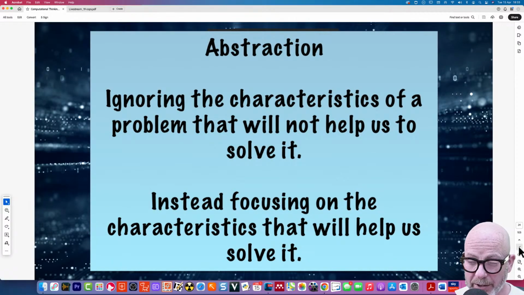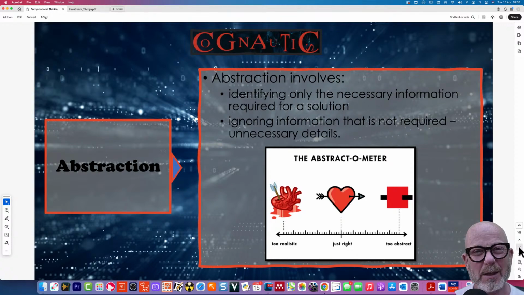So let's start with the idea of abstraction. Essentially, when you abstract things, you're ignoring the characteristics of the problem that won't help you solve it. If it's not important to understand something, we're going to look elsewhere. What you do instead is focus on the characteristics that will help us solve the problem. Well, that's all well and good, but it's a bit wishy-washy, isn't it? So let's go into a little bit more detail on this.